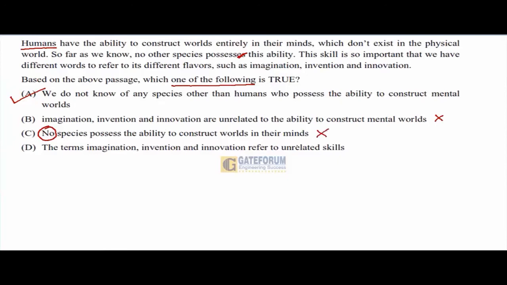The terms imagination, invention, and innovation refer to unrelated skills. It has been clearly said that this skill has been given the names of imagination, invention, and innovation. So how come they are unrelated? So wrong. So we find that this is indeed the right one.